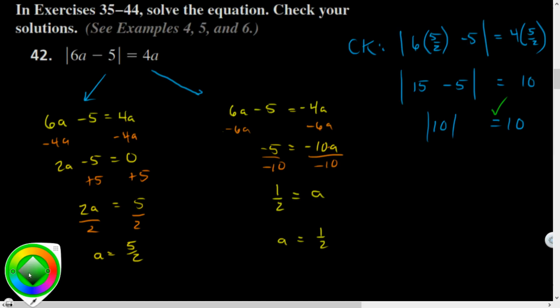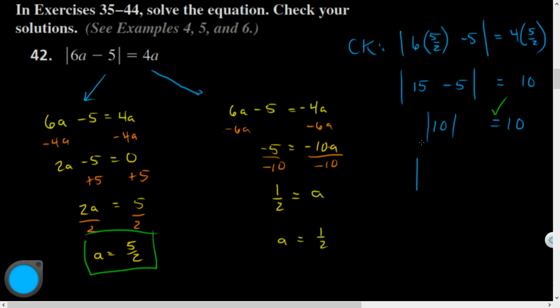True. So that means I can box this. That's golden. Let's check the other one. Is 1/2 a solution? 6 times a half minus 5. Is that equal to 4 times a half? Now, there's no concern about this equaling a negative, right? That would be an immediate concern for me. 6 times a half is 3. 4 divided by 2 is 2.